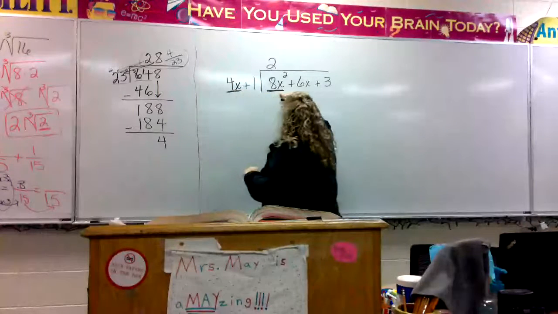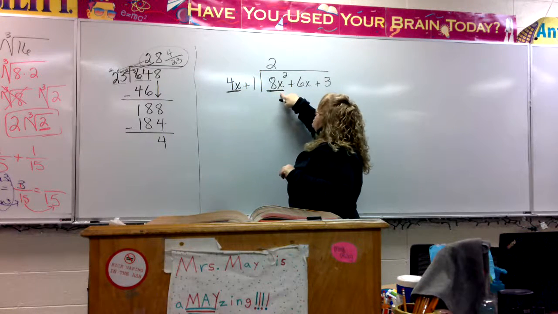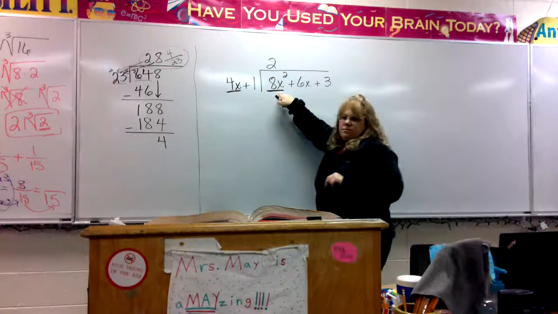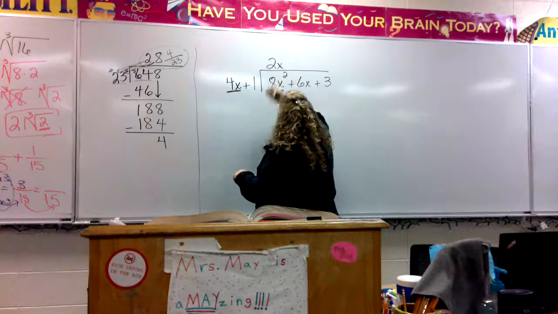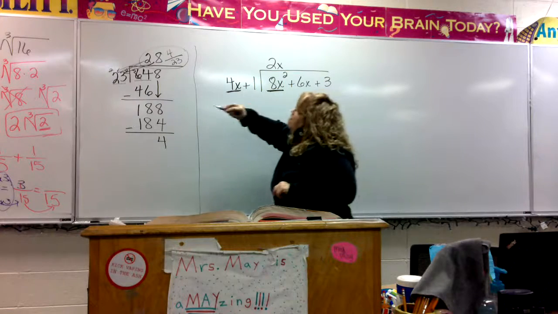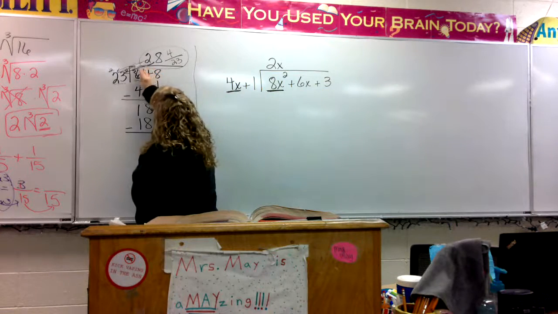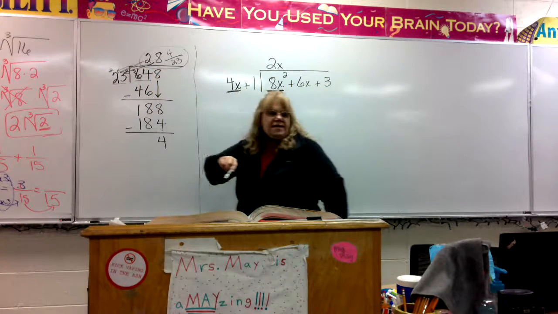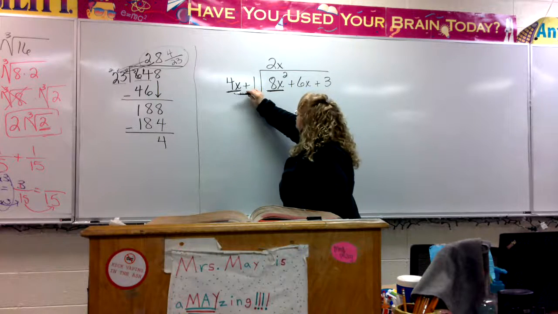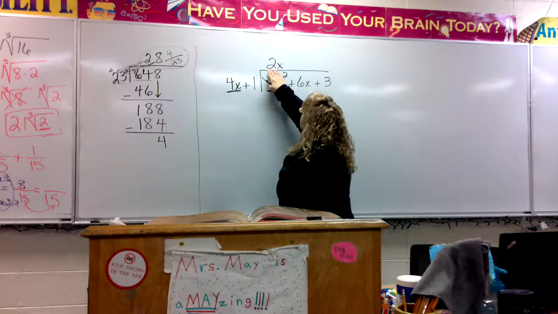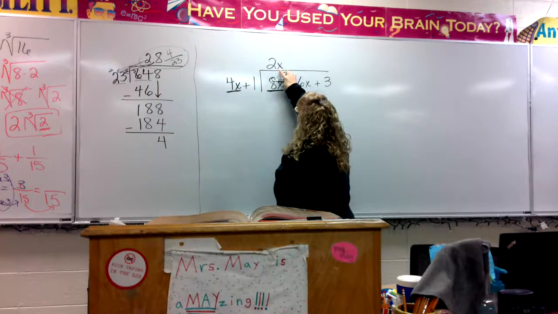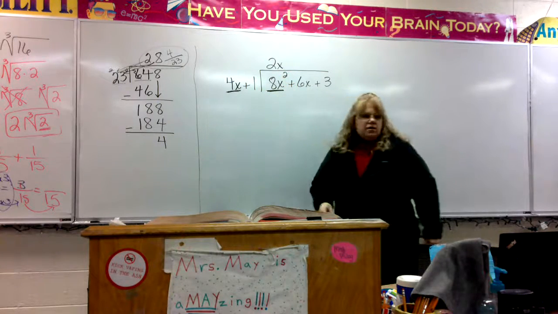X times what would give me x squared? How many x's do I have to multiply by? 1. So I'm going to put a 2x up there. And remember, what did we do after we put it up there? We multiplied next, right? So you ask, 4x times what is 8x? 4 times 2 is 8. X times another x will give you the x squared.